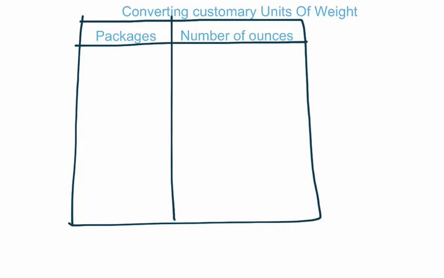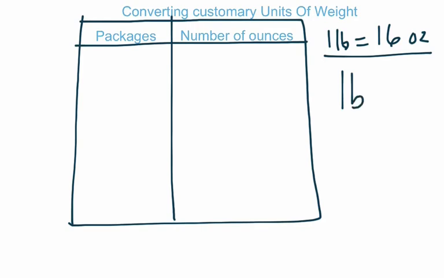Today we're going to focus on converting customary units of weight, and it is very important that we remember that 1 pound equals 16 ounces, okay? And this is something that you almost need to memorize. I want you guys to also focus on this. Pound kind of looks like a 16, doesn't it? So that way you can always remember that 1 pound equals 16 ounces.